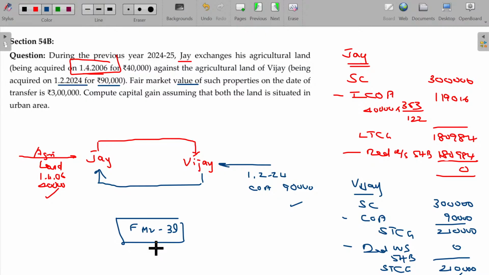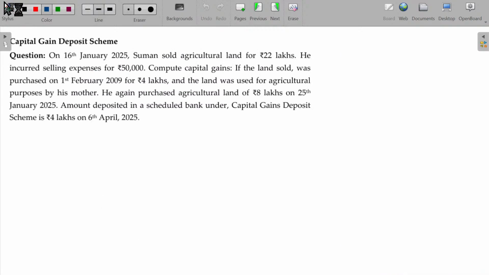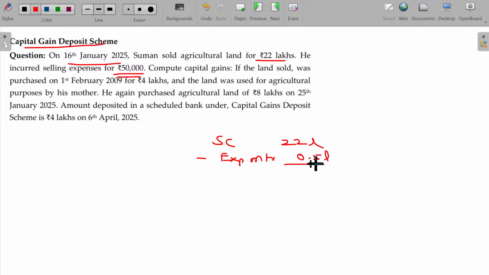Shall we move on to the next one? Now, a capital gain deposit scheme related question. On 16 January 25, Suman sold agricultural land for rupees 22 lakhs. He incurred selling expenses of 50,000 rupees, expenses on transfer 50,000 rupees. 21.5 lakhs is the net sale consideration.